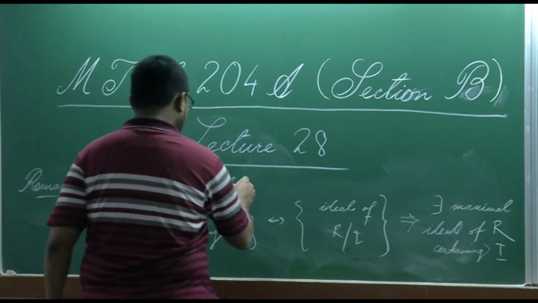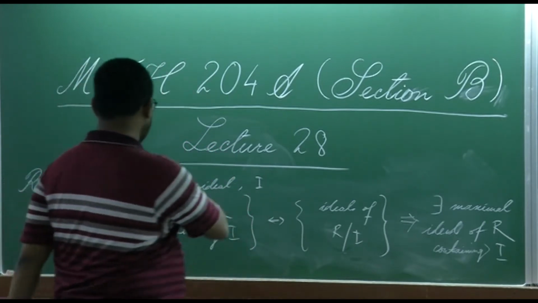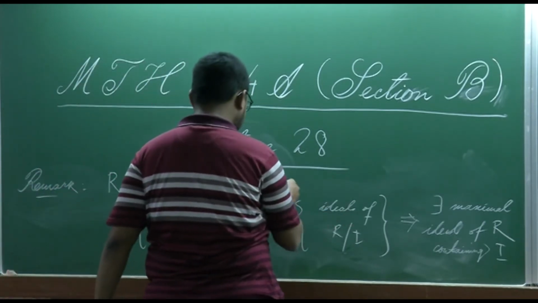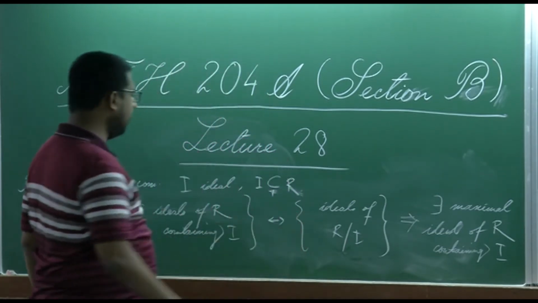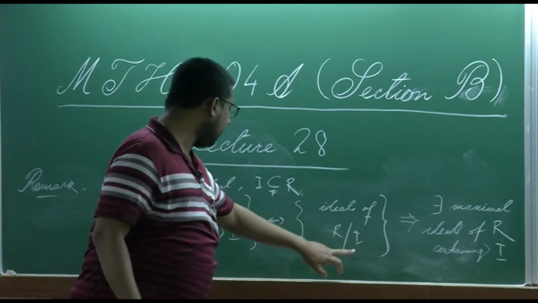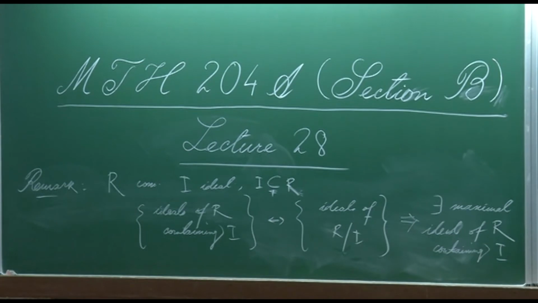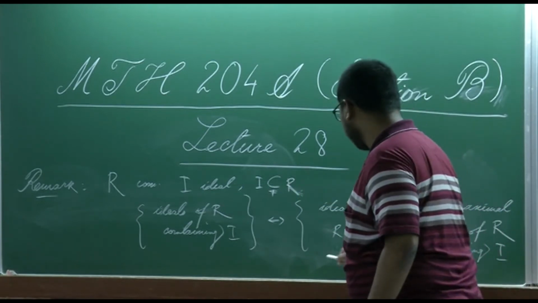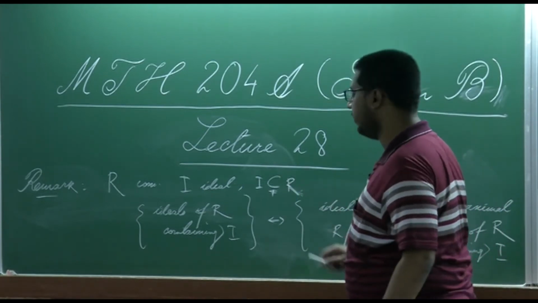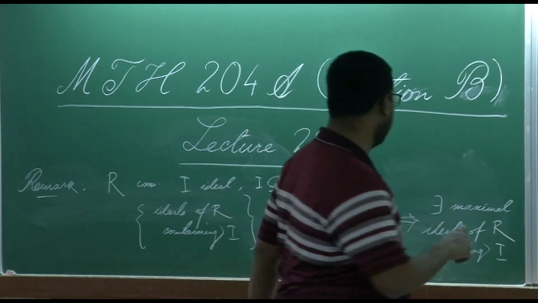As a proper ideal I should take, otherwise it does not make sense to talk about maximal ideals. I is assumed to be a proper ideal. If I is trivial, then the statement is obvious. Since I is proper, R modulo I is not a trivial ring, so it contains a maximal ideal, and then pulling it back you get a maximal ideal containing I.